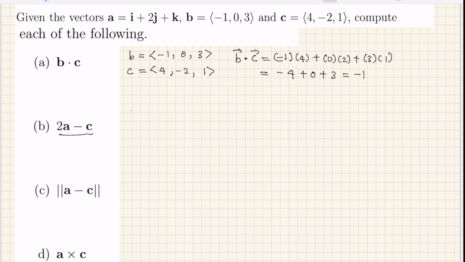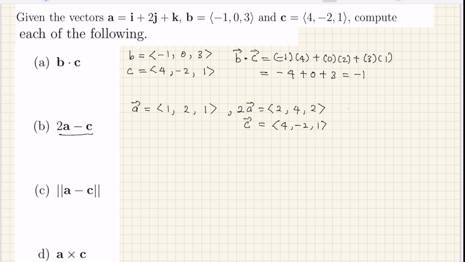The first thing you want to do is that you're given a to be of components 1, 2, and 1. So 2a means you need to multiply each of the components by 2, which is just 2, 4, and 2. And then you have c, which is given as 4, minus 2, and 1.